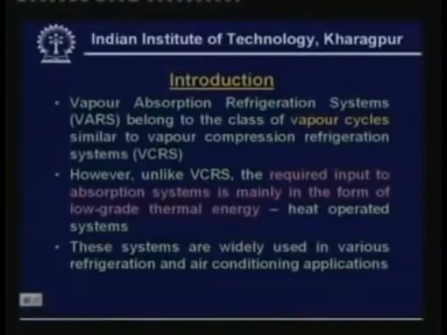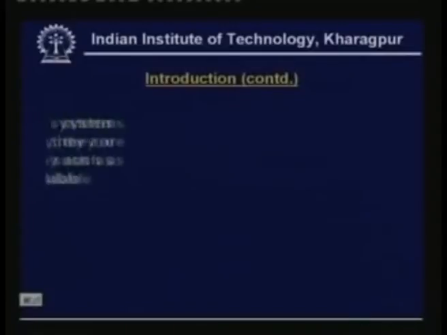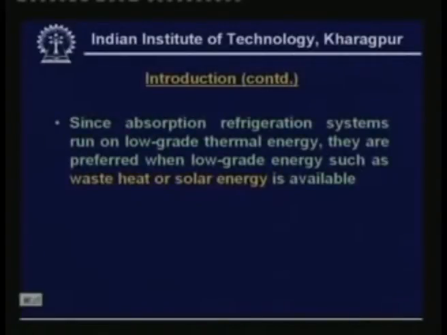These absorption systems are also widely used in various refrigeration and air conditioning applications. Since absorption refrigeration systems run on low grade thermal energy, they are preferred when low grade energy such as waste heat or solar energy is available. There are many industries and many situations where plenty of low grade thermal energy is either rejected or not used properly. In such circumstances one can use vapor absorption refrigeration systems by tapping the low grade thermal energies.